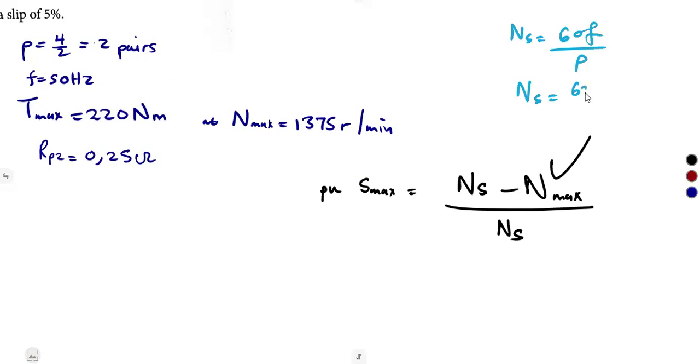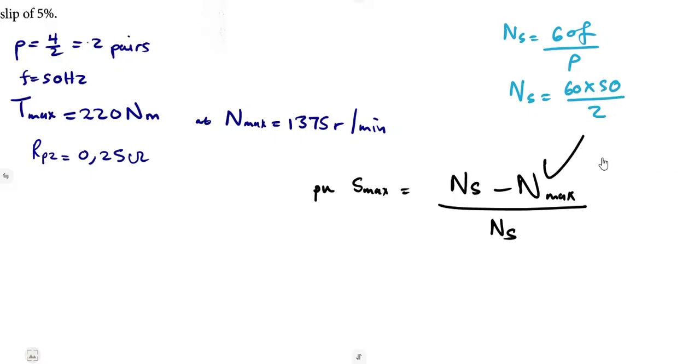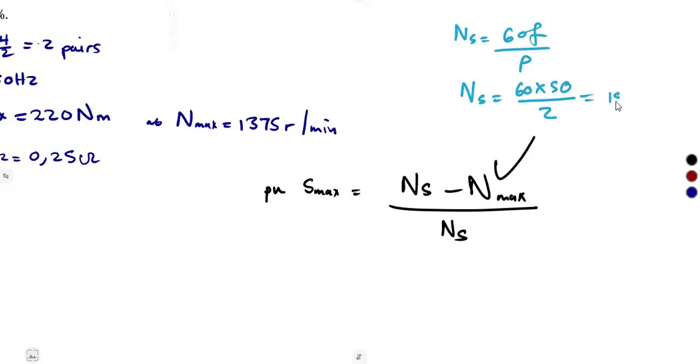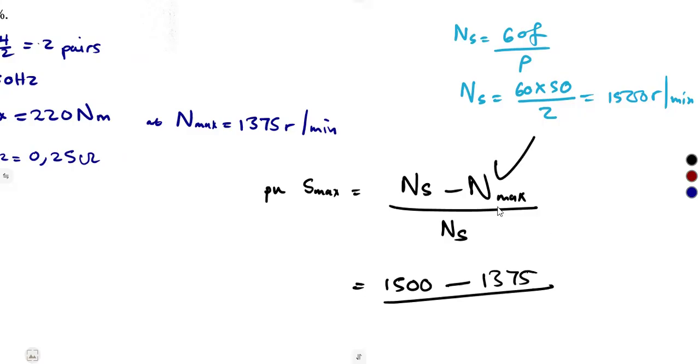So we're just going to substitute our frequency. That is 50 over the pair poles, which is 2. That was going to give us 1,500. I'm rushing here, guys, because we talked about these formulas: 1,500 revs per minute. So we can substitute now into our formula. Our NS, 1,500, minus our maximum, 1,375, of the rotor, over 1,500, our NS.